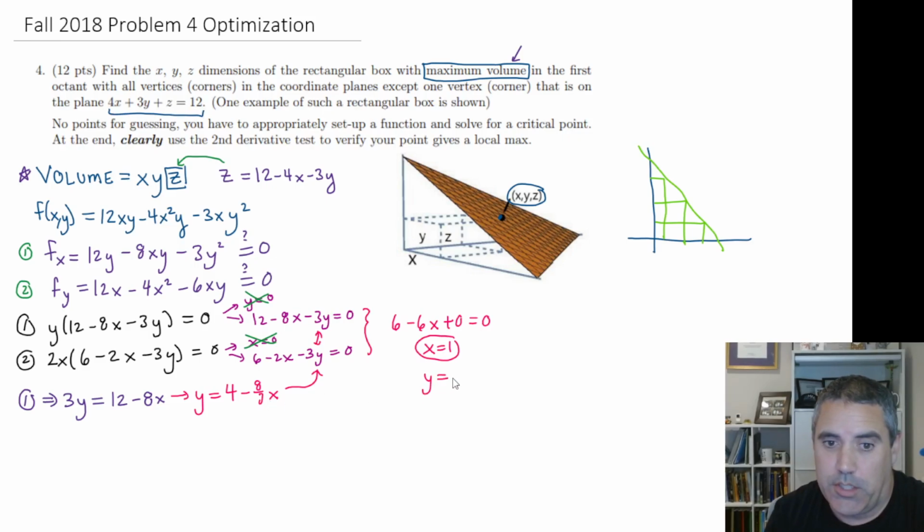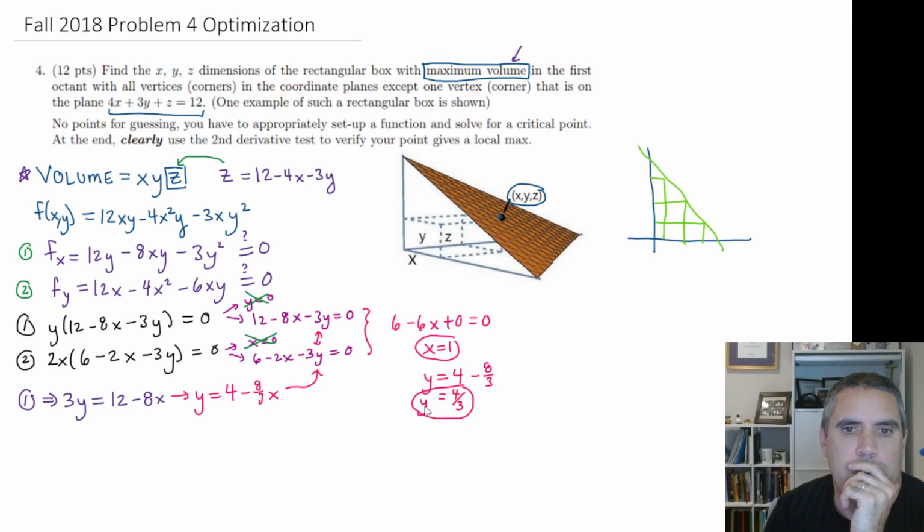I'm not checking solutions as I go. I don't want to post a video that has a typo in here, but so this is going to be 4 thirds. And then lastly, we get z is this. So x is 1. This is 4 thirds.